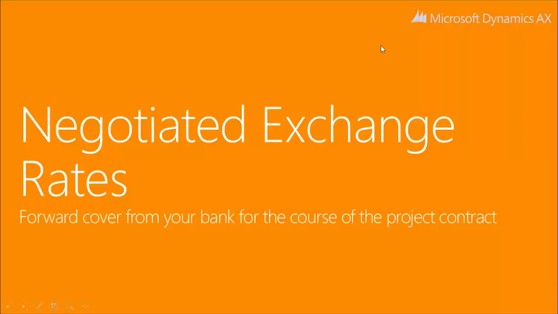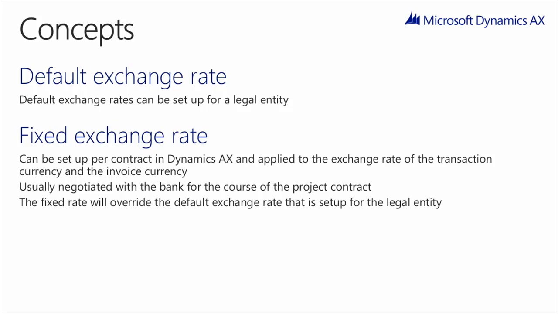Let's review the concept here. The first one is a default exchange rate. A default exchange rate can be set up between two currencies for a legal entity in general ledger. Fixed exchange rate. This can be set up per contract in Dynamics AX and applied to the exchange rate of the transaction currency and the invoice currency, usually negotiated with the bank for the course of this project contract. And the fixed exchange rate, if it is set up on the project contract, will override the default exchange rate that is set up for the legal entity.